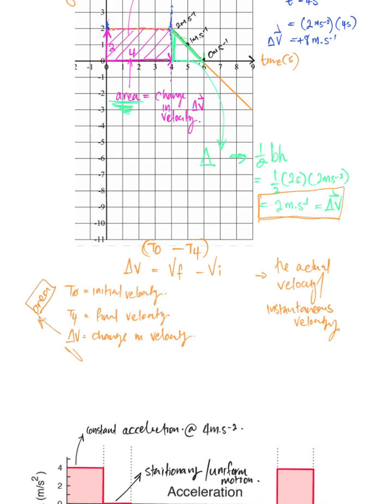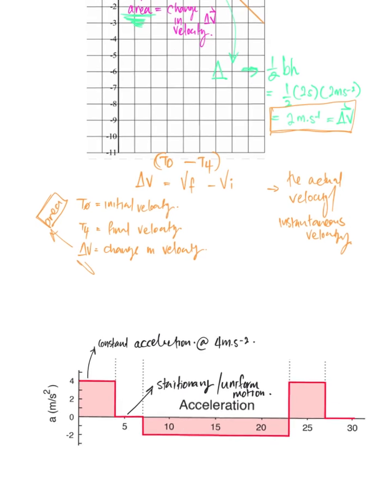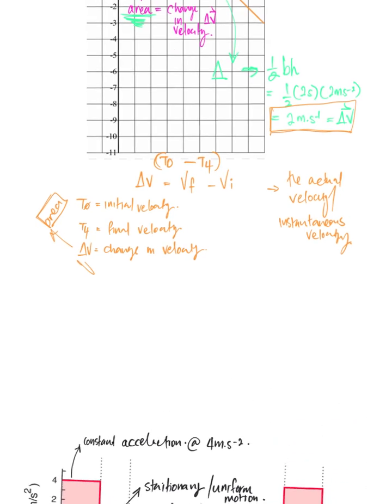So what if the question asked you, what was Spot's speed at 1 second? What was Spot's speed at 4 meters per second? If at t0, so what was Spot's speed?